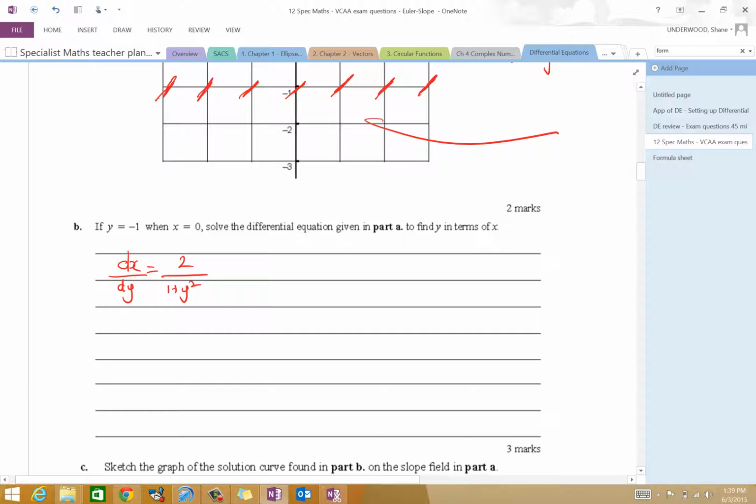So therefore x is equal to 2 times the integral of 1 over 1 plus y squared dy. Are you following me so far? Now, my formula sheet should tell me that that is equal to 2 inverse tan of y. If you have to look at your formula sheet to recognise that, then you're not a very good specialist maths student, because you would have memorised that. I know it was a little while ago. Now, x is equal to 0, y is equal to -1.